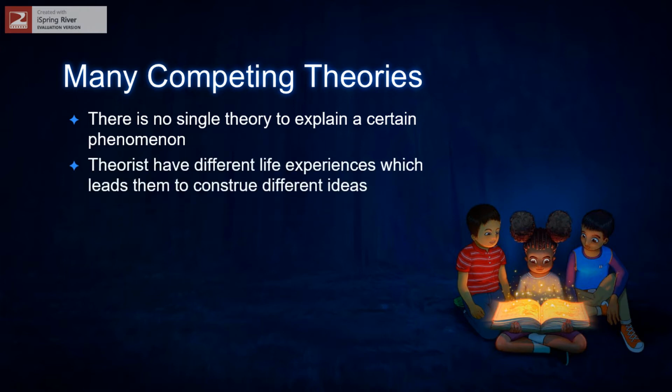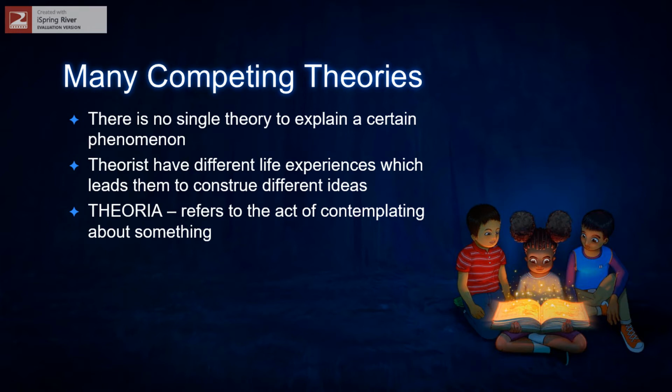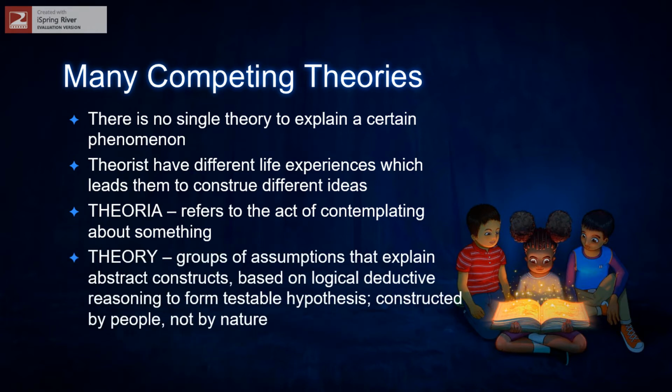And then theorists have different life experiences which lead them to construe different ideas. Since we believe in individual differences, the theorists who created these theories of personality have unique personalities as well. Theory came from the word theoria, which refers to the act of contemplating about something. We are always thinking about it, and then we try to understand, and therefore we create a theoria. To convert it into English, they use the word theory, which is a group of assumptions that explains abstract constructs based on logical, deductive reasoning to form testable hypotheses, constructed by people, and take note, not by nature.